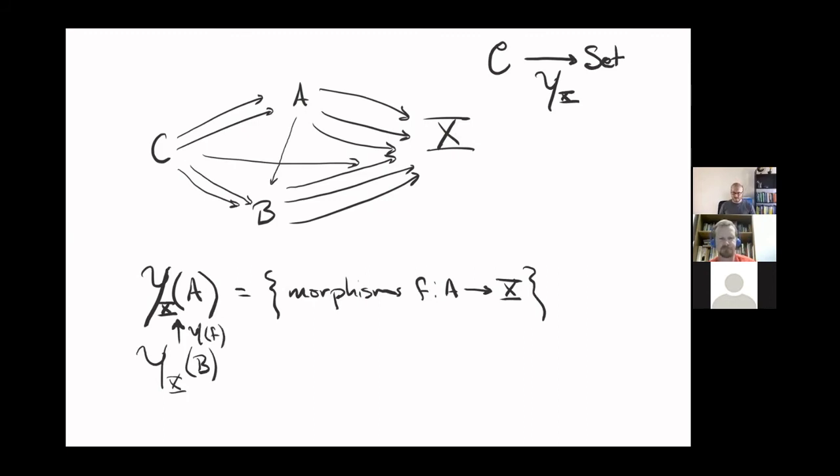So the idea here is that the functor Y sub X is called the representing functor for the object X. And what the Yoneda Lemma says is that morphisms from X to some other object Y correspond to natural transformations between Y sub X and Y sub Y. Essentially, it says that you can represent each object in a category by all of the different ways to map into it from another object in the category.